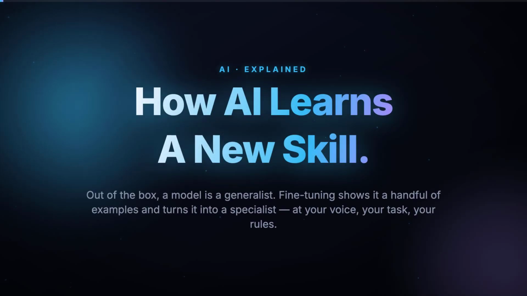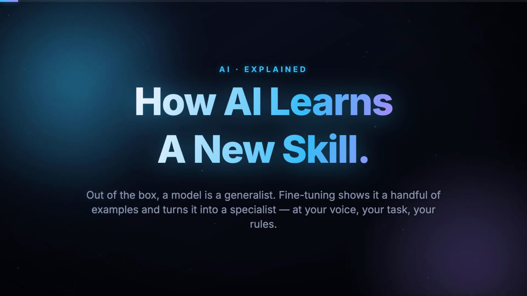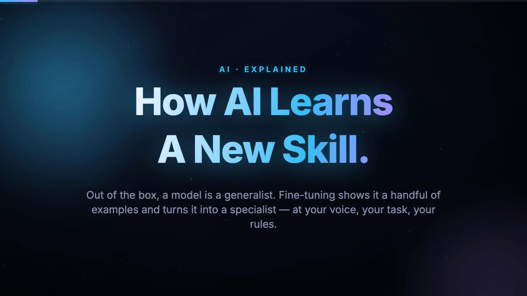Out of the box, an AI model is a generalist. It knows a little about everything, but nothing about your world, your voice, your product, your rules. So how do you teach it one specific skill? The answer is called fine-tuning, and it's simpler than it sounds.